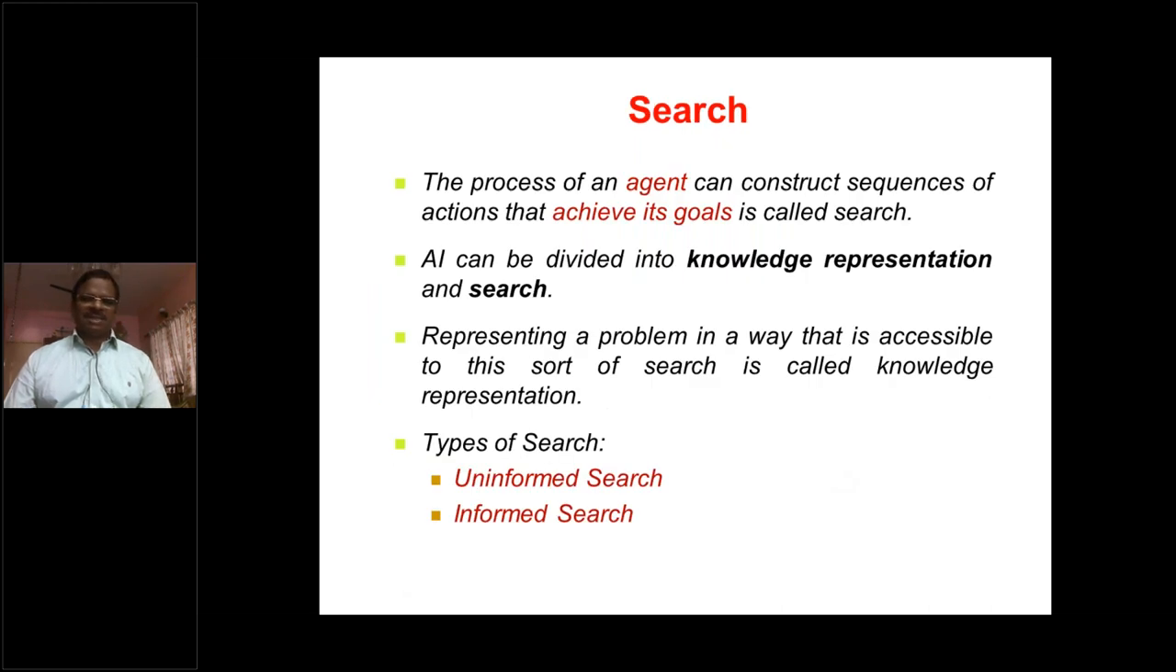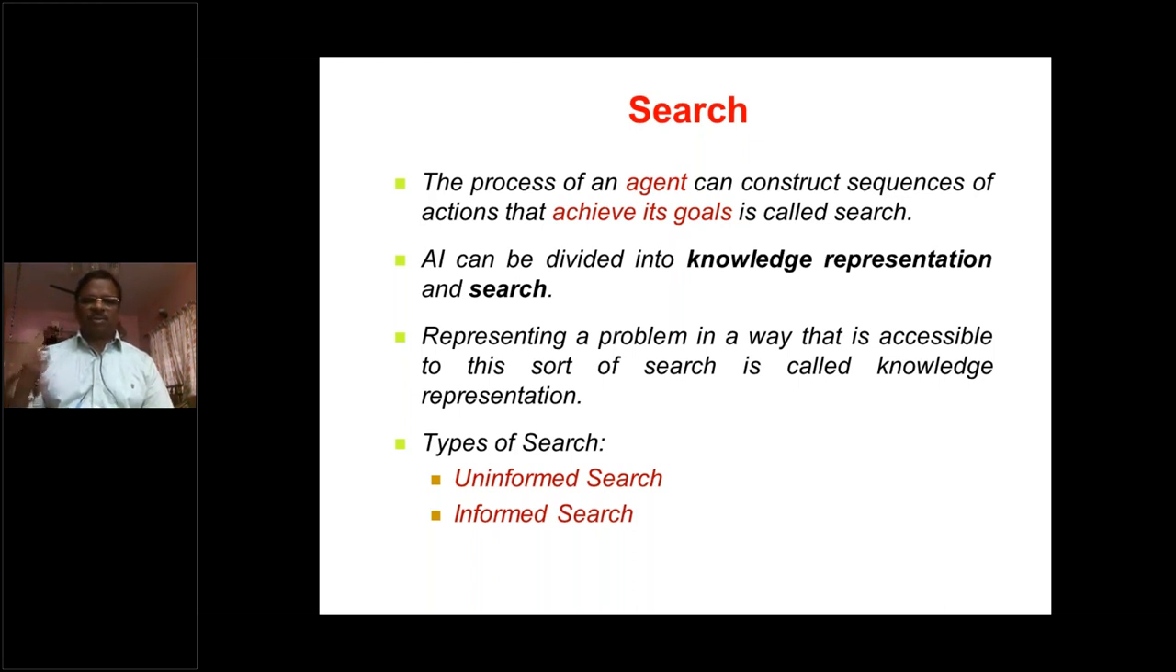Now, what is search? It is the process of an agent. In place of agent, you can assume a robot, an intelligent program, or an intelligent machine. An agent that can construct sequences of actions that achieve its goal is called a search. In order to achieve its goal, the machine can search for information by means of an agent. This is called search.